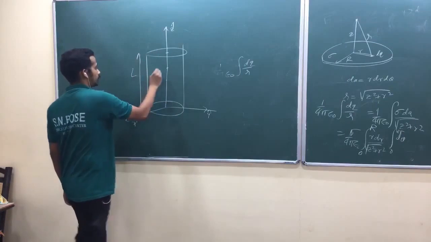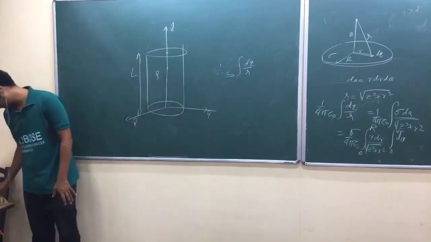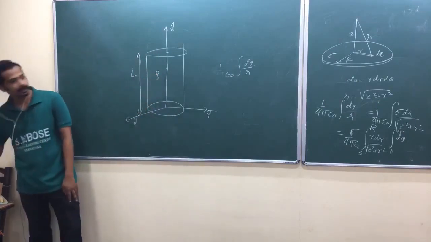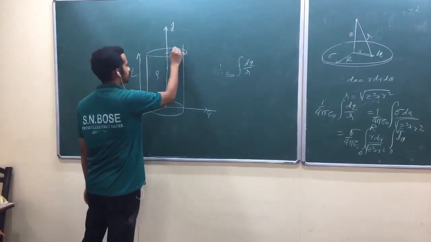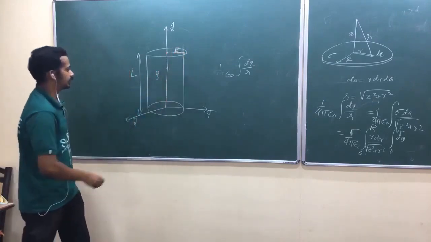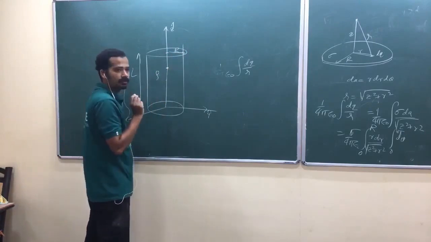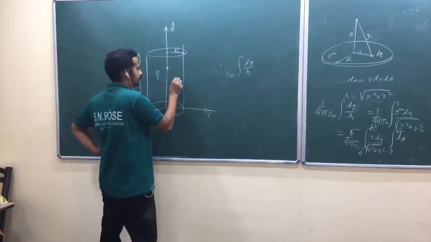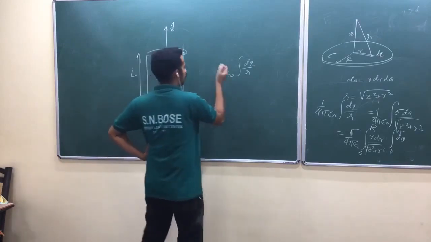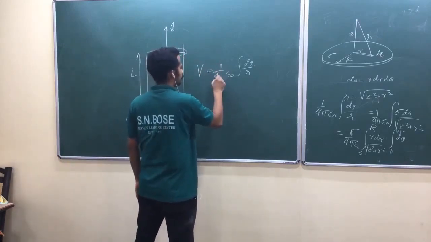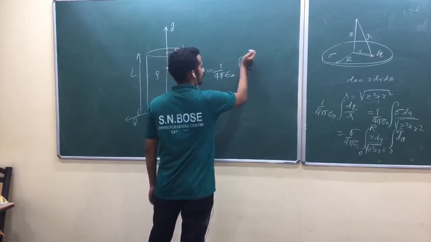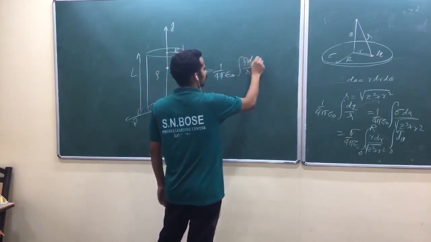It contains uniform volume charge rho. Then the radius is capital R. Wait a second. And this is my point of interest. I need to find this one. Now what you have to do here is take any volume element. Ultimately you have to do this integral, 1 by 4 pi epsilon naught dq by r, where dq we have to write as rho dτ.